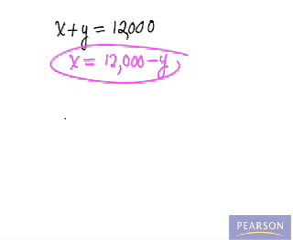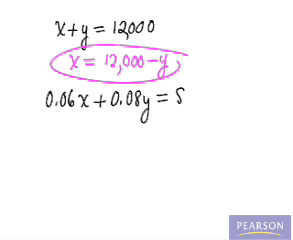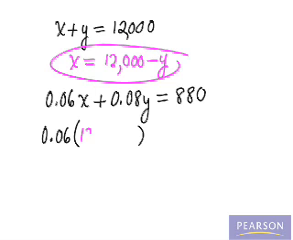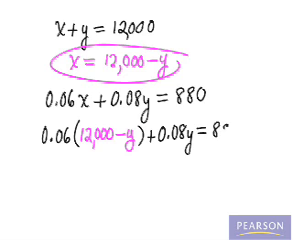We're going to substitute that in for X in the second equation. The second equation is 0.06X plus 0.08Y equals 880. We're going to substitute this expression for X into this second equation. We get 0.06 times (12,000 minus Y) plus 0.08Y equals 880.